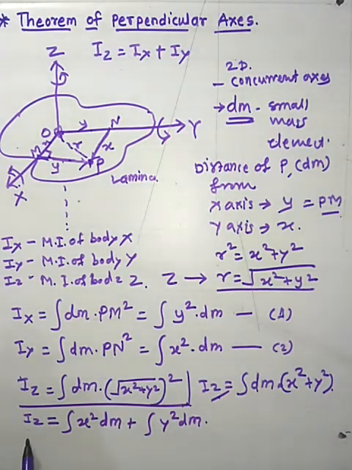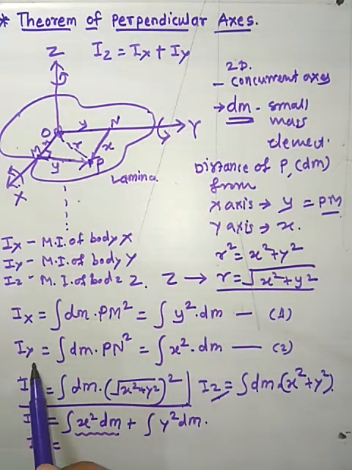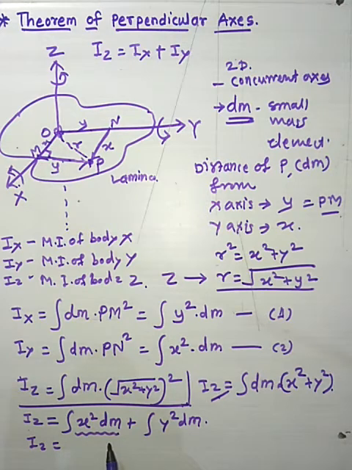So now Iz is equal to the integration of x square dm. We have the value here: x square dm is nothing but Iy. So for the integration of x square dm we put Iy here, plus the integration of y square dm, we can put Ix here. So we get the principle of the perpendicular axis theorem: Iz is equal to Iy plus Ix.